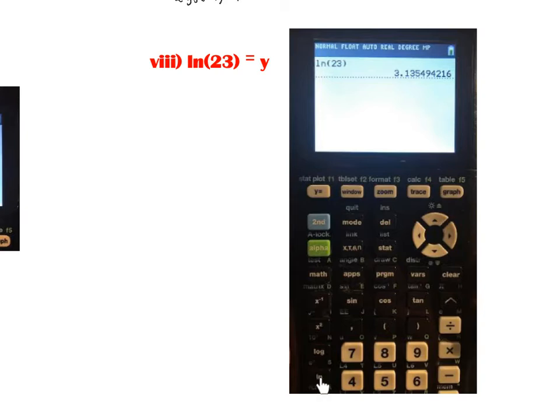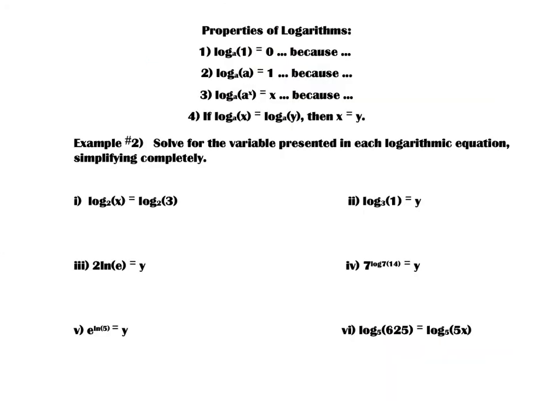But since this is a natural log, which is very useful in a lot of areas of math, I just press ln, plug in a 23, and I get this answer. I would lop that off right here and call that 3.135. Okay, now let's continue using these ideas and get into some graphing.